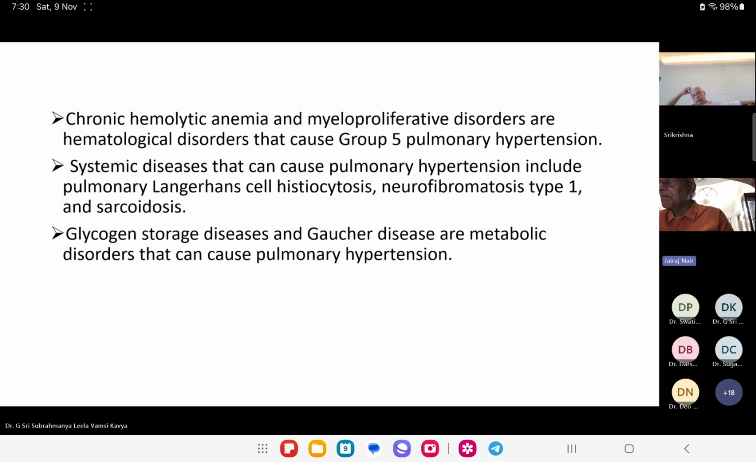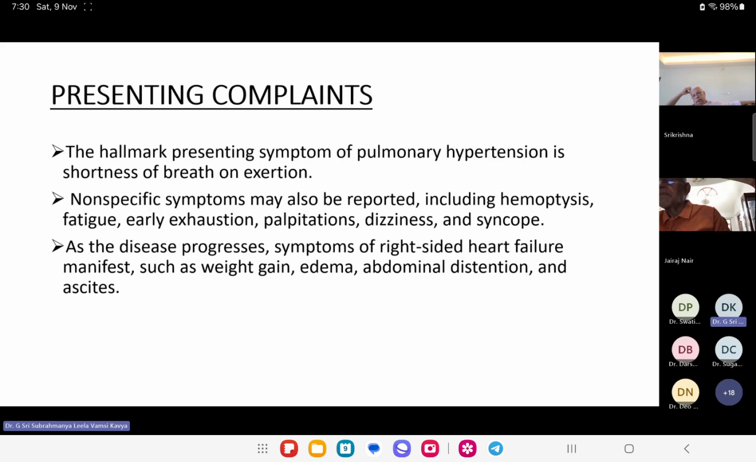Presenting complaints. The hallmark presenting symptom of pulmonary hypertension is shortness of breath on exertion. Non-specific symptoms may also be reported, including hemoptysis, fatigue, early exhaustion, palpitations, dizziness, and syncope. As the disease progresses, symptoms of right-sided heart failure manifest, such as weight gain, edema, abdominal distension, and ascites.